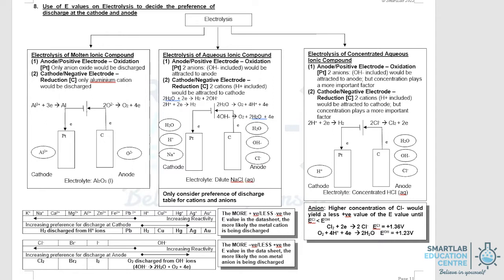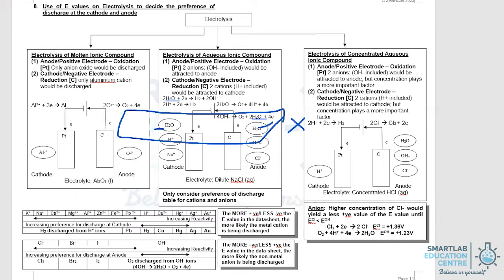So that is your H+, which is 0 volt, your Na+, which is negative 2.71 volt, and your water, which is reduced to form hydrogen gas, and that is negative 0.83. So based on this, we are going to select the E value that is the most positive. So it certainly cannot be Na+ because the E value of Na+ is the most negative. Okay, and the next part is to rule out Na+.